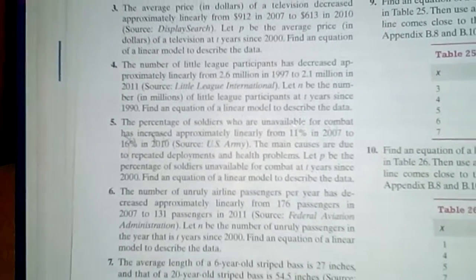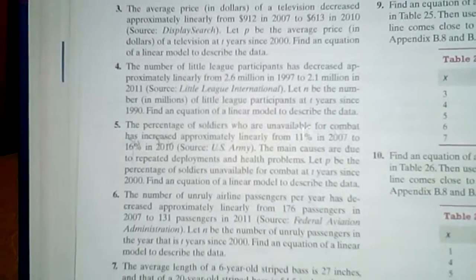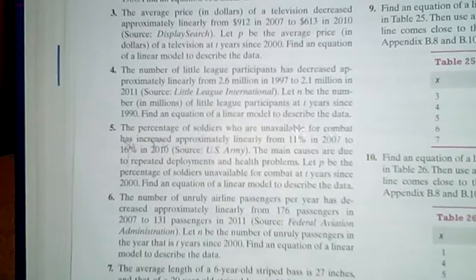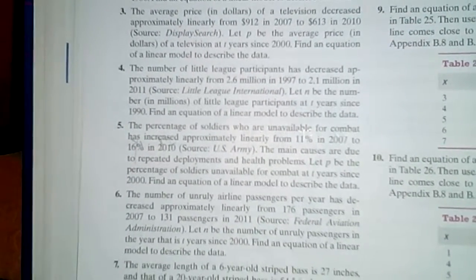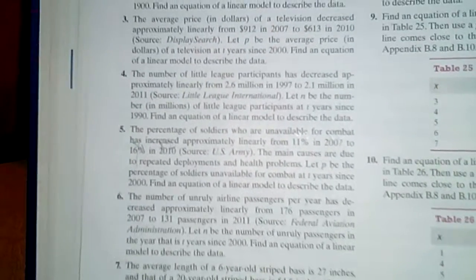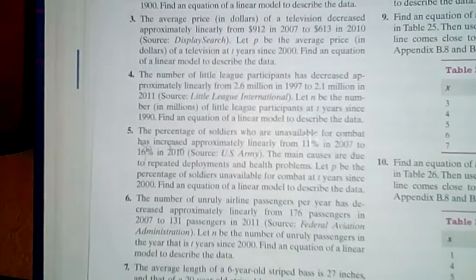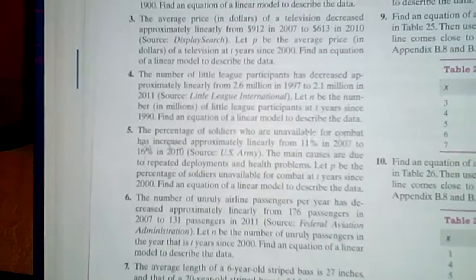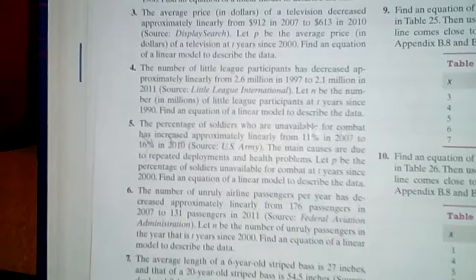So we know now that we need years since 2000 for 2007 and 2010. Therefore, we have to calculate the years from 2000 all the way to 2010. From 2000 to 2007 is 7 years, so that's one pair, 11 over 7. From 2000 to 2010 is 10 years, so the other pair is 16 over 10.